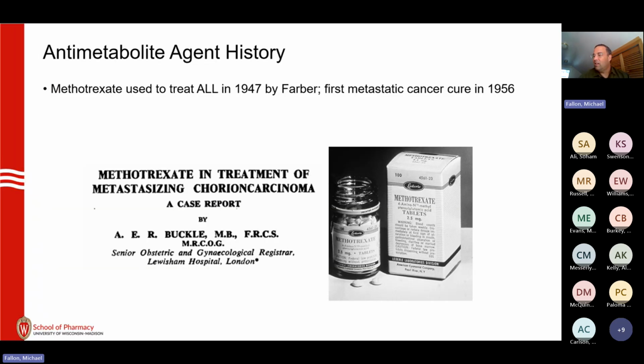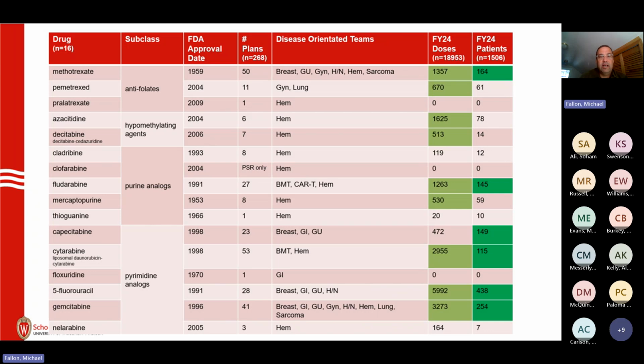All right, antimetabolites. I'm running a little bit behind, so I'll talk a little faster here. Sorry about that. Methotrexate was the first metastatic cancer cure, in ALL, the first non-metastatic and first metastatic cure. Pretty exciting at the time. Here we have 6 drugs that are given to more than 100 patients a year, and then 9 drugs that are given more than 500 doses per year. So these are used a little bit more than the alkylating agents.